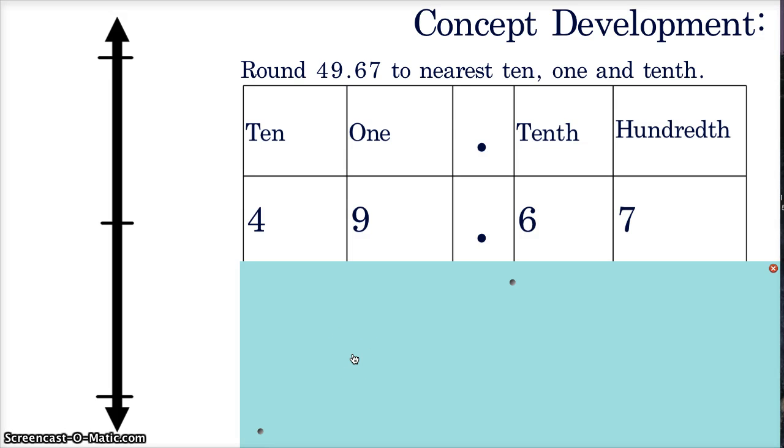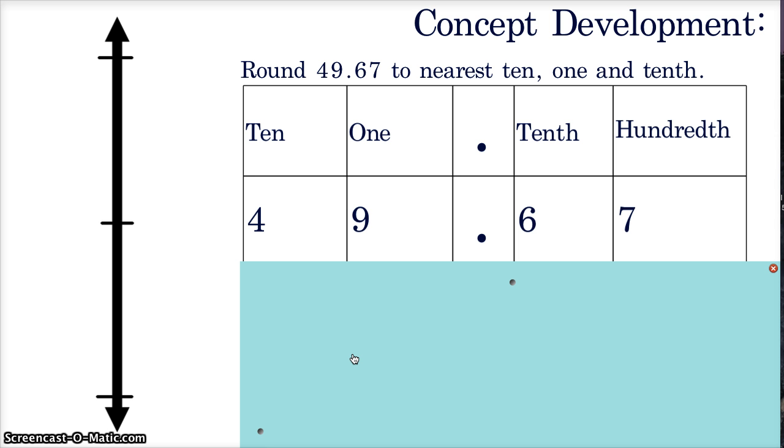This is the concept development for Lesson 8 of Module 1 of Engage New York. We are working on rounding decimals using vertical number lines and place value charts. The first problem I want you to take a look at is 49 and 67 hundredths. So what we are doing when we use a place value chart is called decomposing the number.